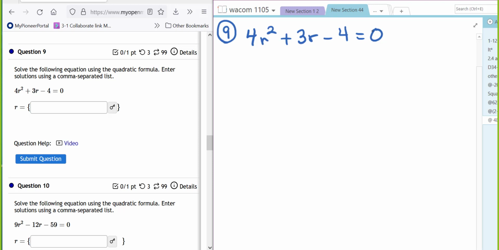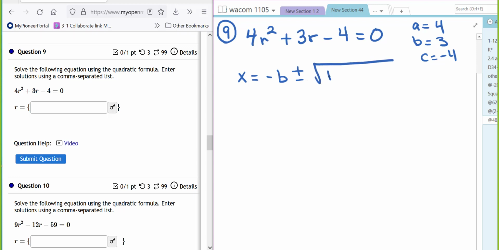You need to be in standard form, and you want to pick off your coefficients A, B, and C. And I like to write those. So my A is 4, B is 3, and C is -4. Right, and we have a formula which you need to know. So x is equal to -b plus or minus the square root of b squared minus 4ac, and that whole thing is over 2a. And then it's a matter of substituting, being careful with your arithmetic, and cleaning up.